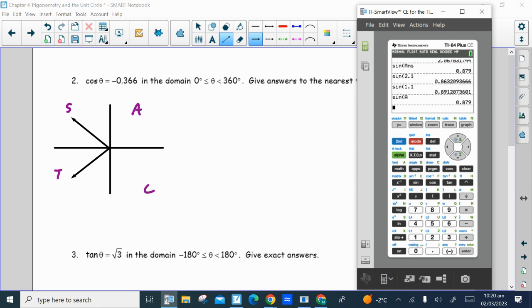You see, the negative sign has done its job. It told us which quadrants our answers could lie in. In order to find the reference angle, which is an angle between 0 and 90 degrees, it's the angle between the terminal arm and the x-axis, so it has to be an acute angle. You're just going to go second function cos of 0.366.